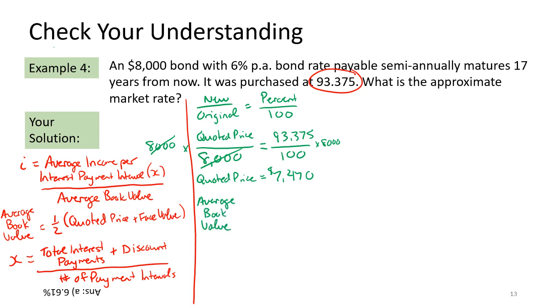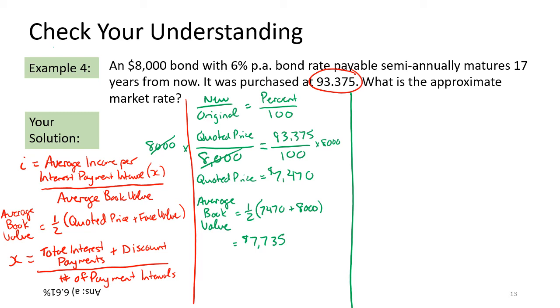So our average book value can now be calculated. Remember, it is one half times our quoted price, $7,470, plus our face value. If you calculate that out, you get an average book value of $7,735. So that's our final calculation for the average book value. I did that in green. I will do everything for our value of X in blue.